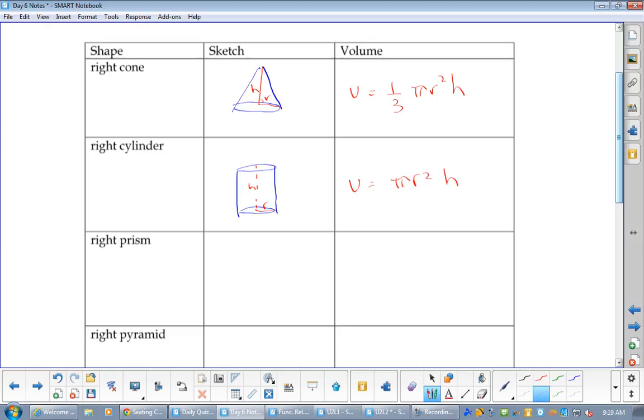Now do you see the similarity between the first two formulas? Because if you take and cut this off, you're left with 1/3 of the volume. 2/3 goes bye-bye, 1/3 is left. Sort of, but not really.